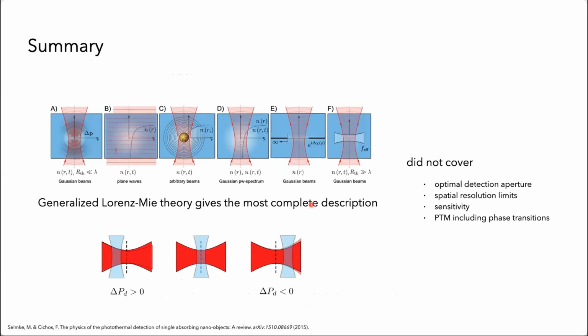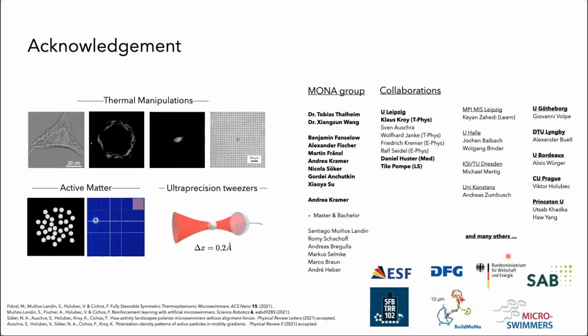I just covered these different models, and the main thing to keep in mind is that you can choose any of these models depending on what you want to describe, but mainly everything works more or less like a divergent lens, which you create dynamically, and that gives you the signal. I did not cover any optimal detection aperture, spatial resolution limits, sensitivity limits, or the phase transitions. All of that can be included in the generalized Mie theory and be calculated. And with that, I think I'm at the end.